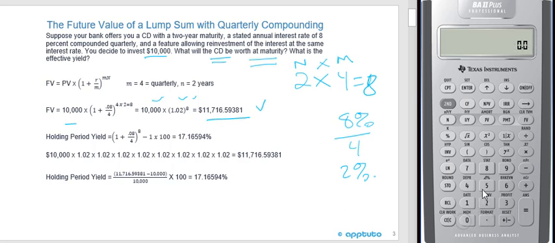Again, let's just do that quickly on the calculator. It's going to be 0.08 divided by 4 quarterly plus 1. Now you've got to be careful here. It's y to the x 8 because it's quarterly for 2 years. And then we're going to multiply that by our original $10,000. Well, I went too far. 11,716.59381. Fantastic.